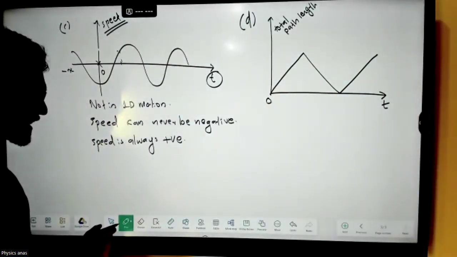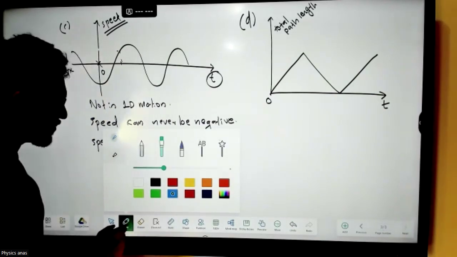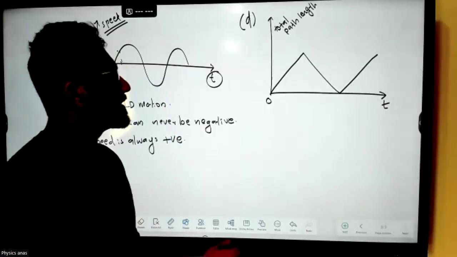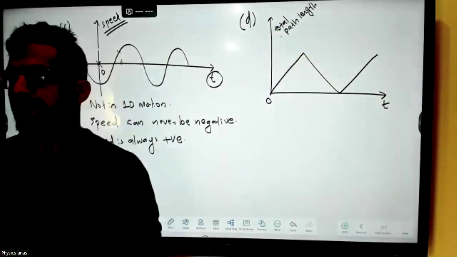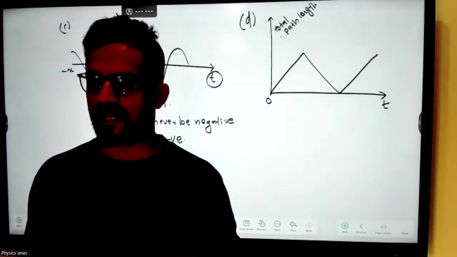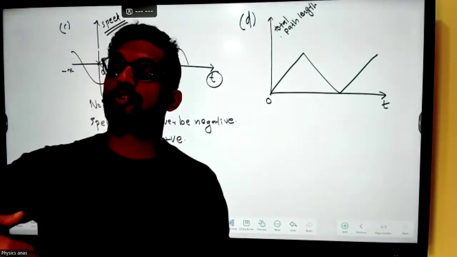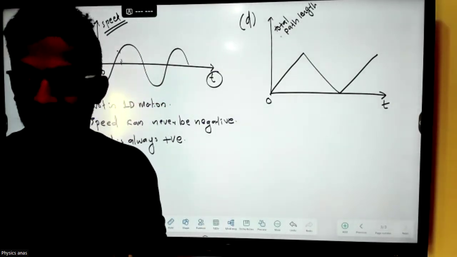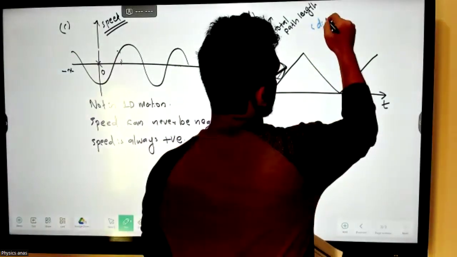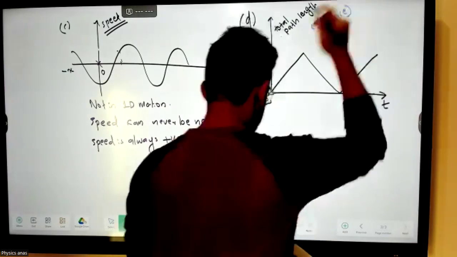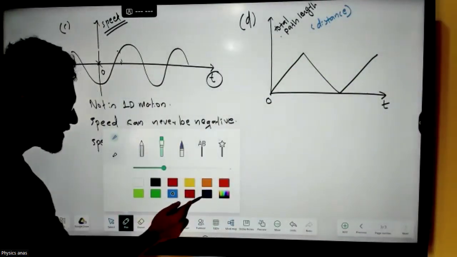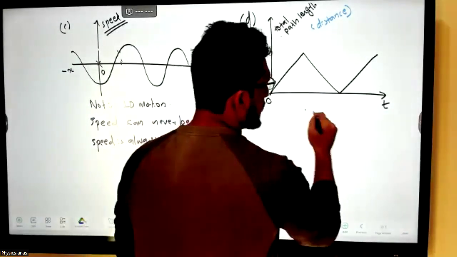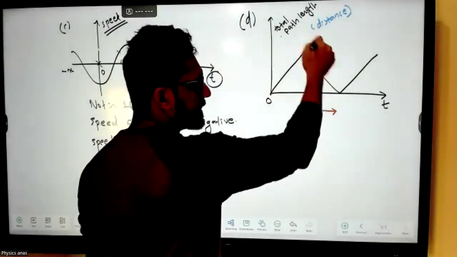Okay. Is this graph possible for a one-dimensional motion? What is your opinion? This is total path length. What is total path length? Length of the path is distance. Total path length means distance. In the graph, they have given you the distance. Right? And as the time increases, you can see distance decreases.